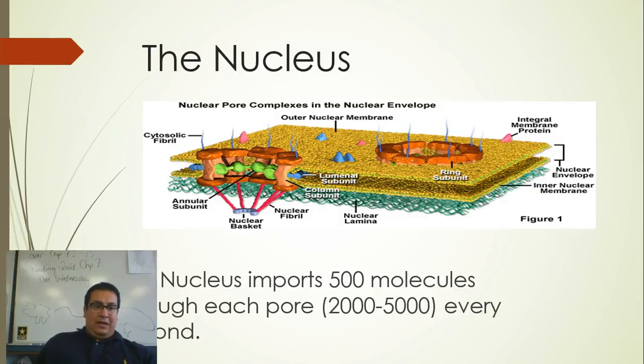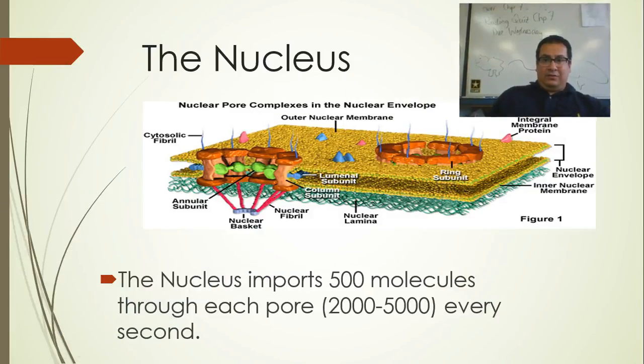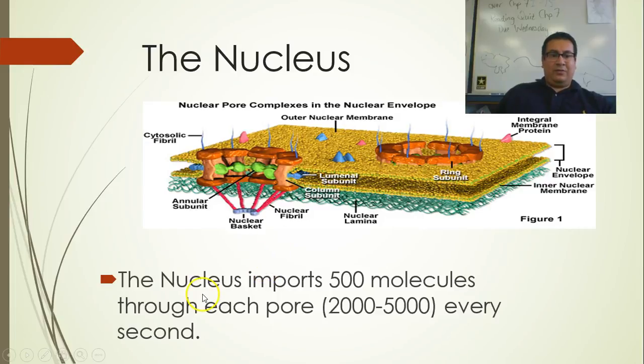Here is another model of the nucleus, just to give you an idea of what the nucleus does and how the membrane, or the nuclear envelope, works. The nucleus imports about 500 molecules through each pore. All right, there's about 2,000 to 5,000 pores in the nucleus, and this occurs every second. So 500 molecules through each pore every second, and there's about 2,000 to 5,000 pores.